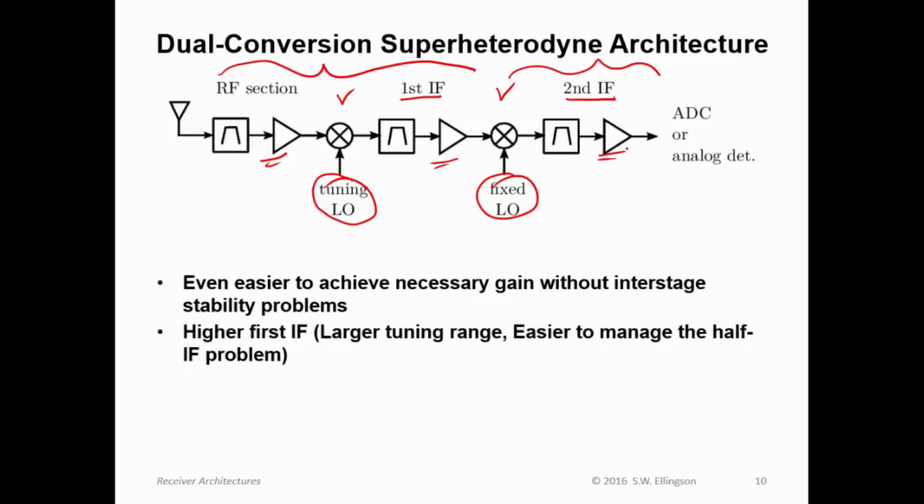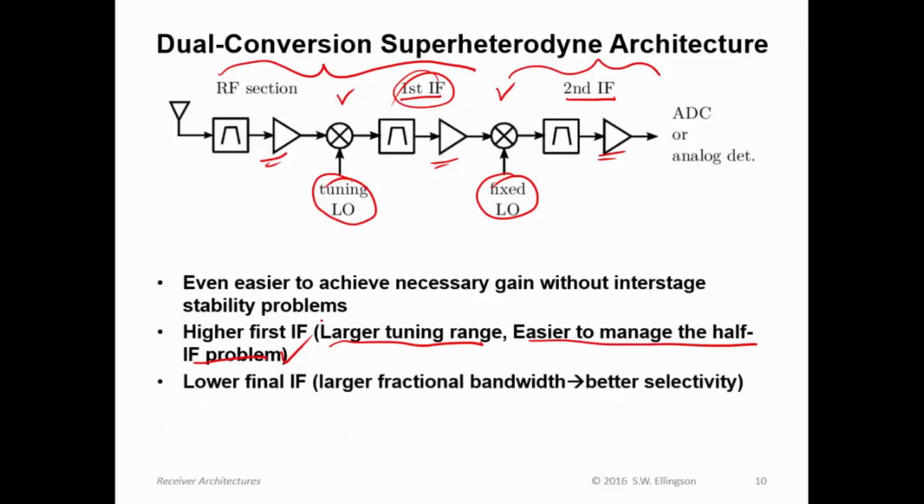We've got a higher first IF, so this IF can be higher than the IF that we would need for a single conversion superhet, and that facilitates larger tuning range, and it's easier to manage the half IF problem that I just talked about. And then finally, because we have a lower final IF, we have larger fractional bandwidth for this filter, and that means better selectivity, or at least the potential for that.